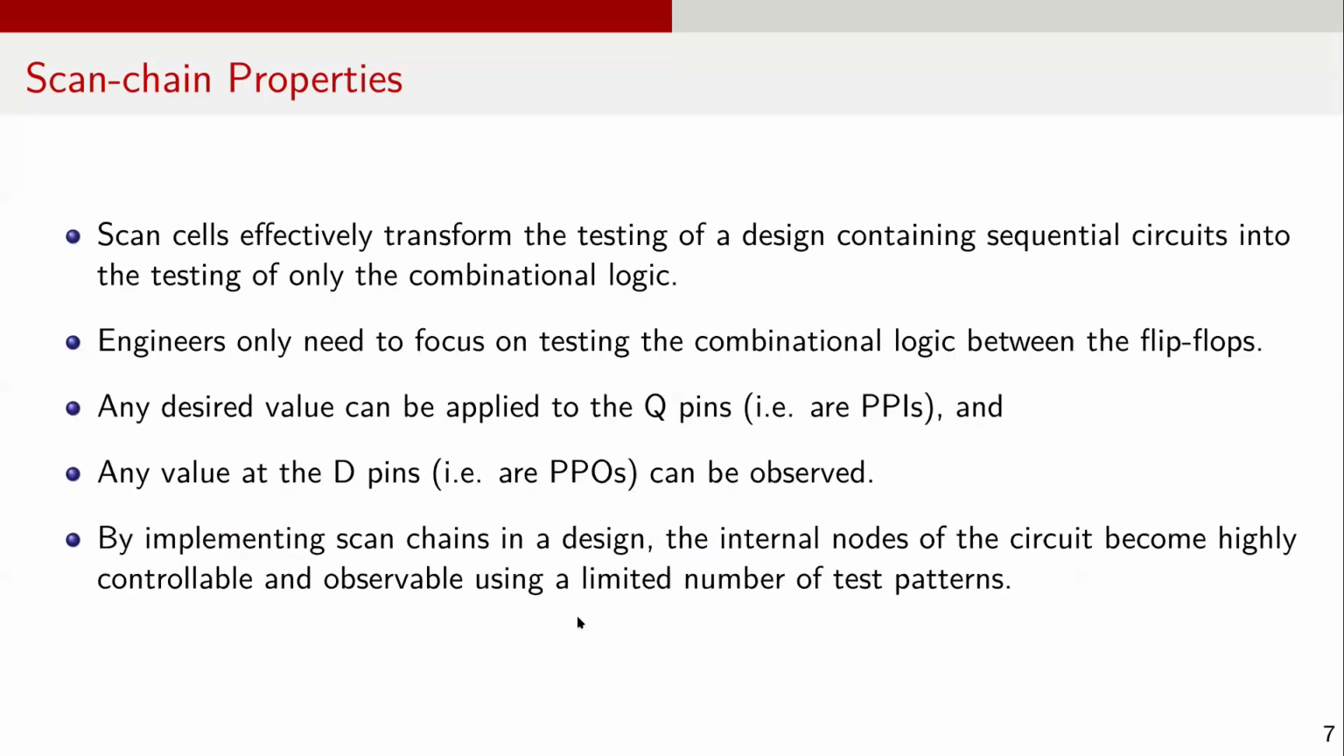Thus, we see that by implementing scan chains in a design, the internal nodes of the circuit become highly controllable and observable using a limited number of test patterns. This greatly improves the testability and makes fault detection in the manufactured chip much easier.